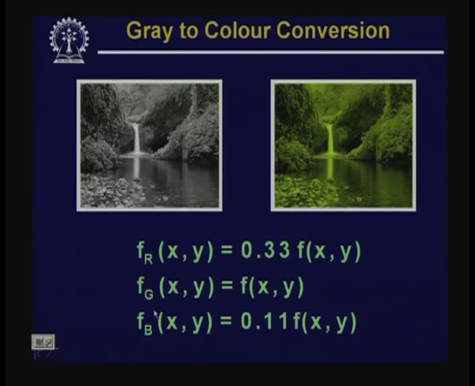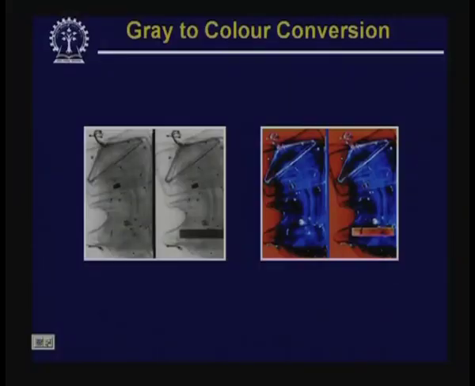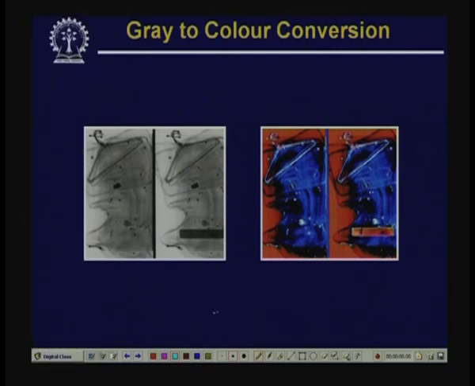So, a grayscale image can be converted to a pseudo colored image by this kind of conversion, by applying different transformations for different red, green and blue planes. Now, many of you might have seen the X-ray security machines, like what is used in airports.